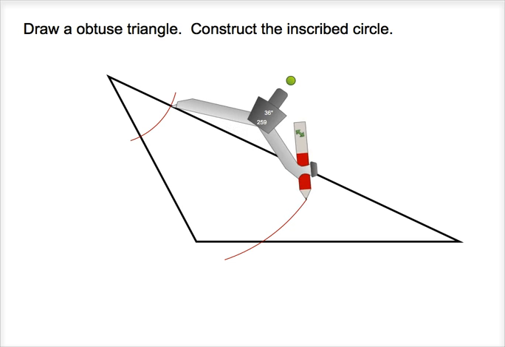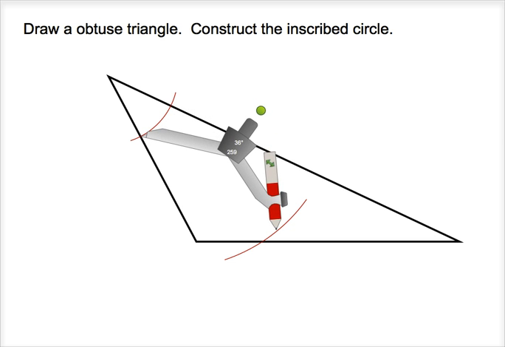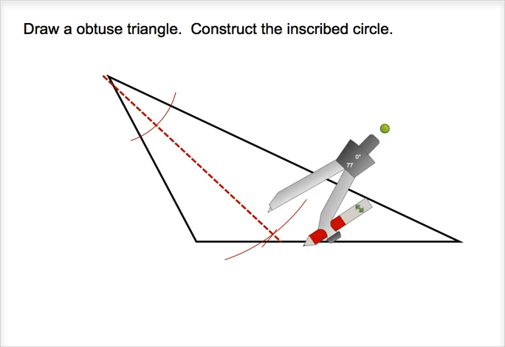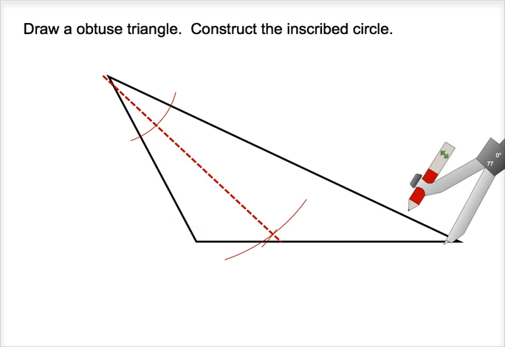So I'm going to draw it out here. And I have my angle bisector running right here. Bisecting one of the other angles then. Well, I'm going to bisect the angle over here on the right.